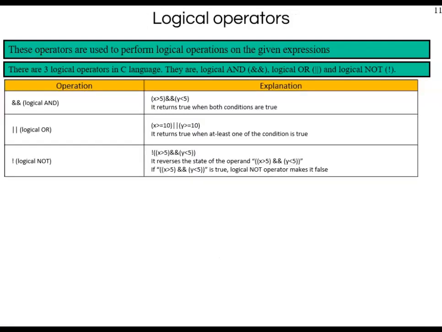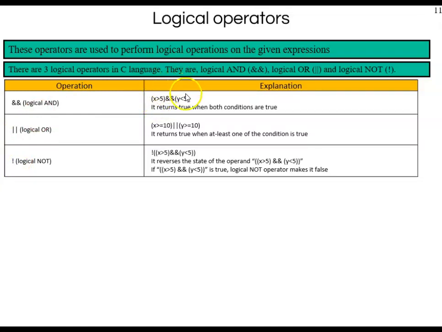So logical operators, there are 3 logical operators in C. Logical AND, logical OR, and logical NOT. These are the 3 operators that are there. Don't confuse this with bitwise AND, bitwise OR, and bitwise NOT. They are different. They are used at a bit level. This is at a variable level. So remember, it has 2 ampersands, not 1, and 2 pipe symbols, not 1, and a single exclamation symbol for NOT.